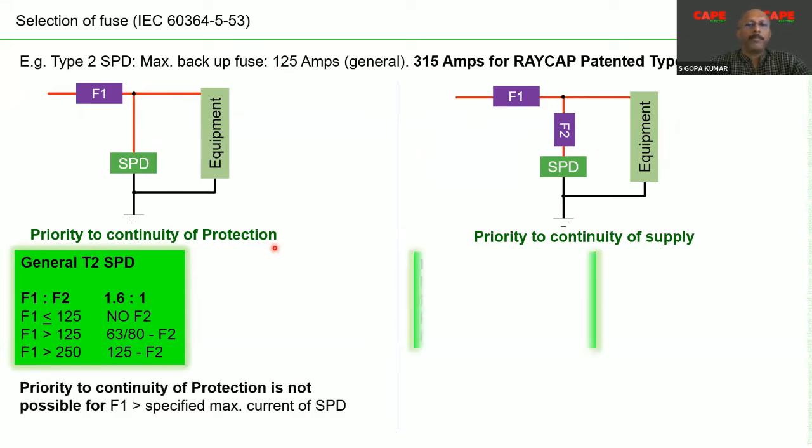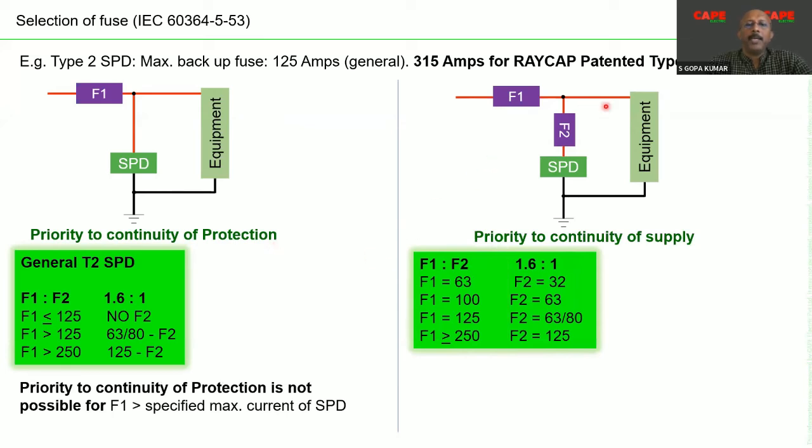Now, the second case: priority to continuity of supply means under any condition, the supply shall not be interrupted. In this condition, if F1 is 63 amps, F2 is 32, so you always require an F2. If F1 is 100, F2 is 63. If F1 is 125, F2 is 63 or 80 amps. If F1 is more than or equal to 250, F2 is 125 amps.